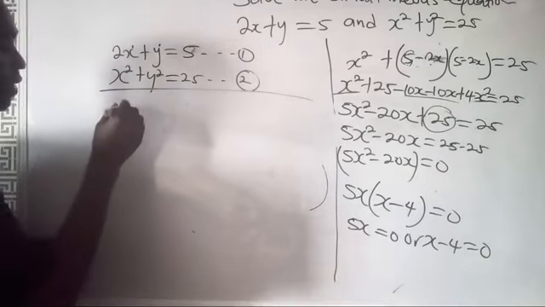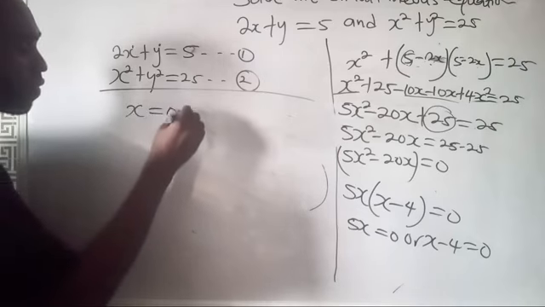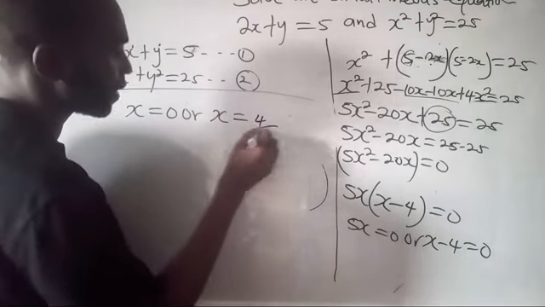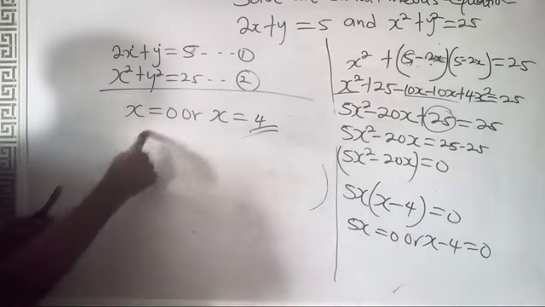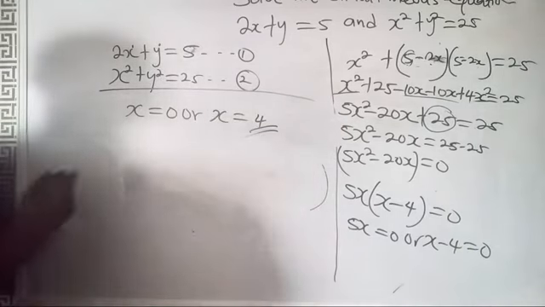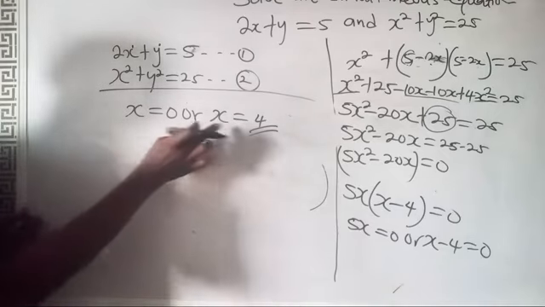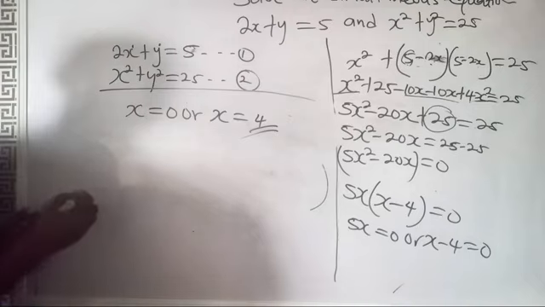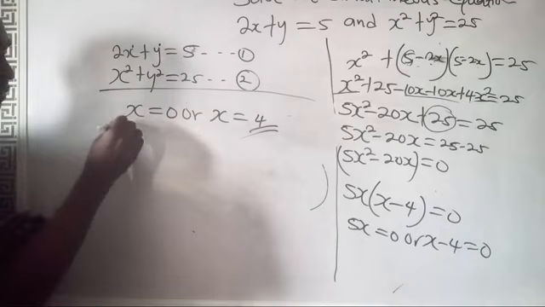So let's continue from here. x is equal to 0 or x is equal to 4, right? So we have two values of x. Now, since we know the values of x, we put them in equation 1 to be able to solve for the values of y.